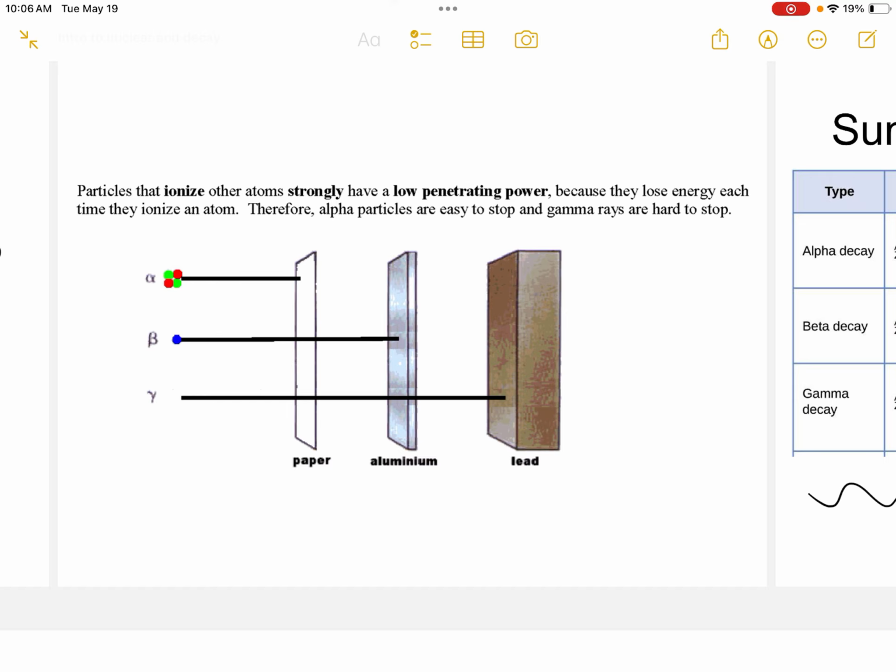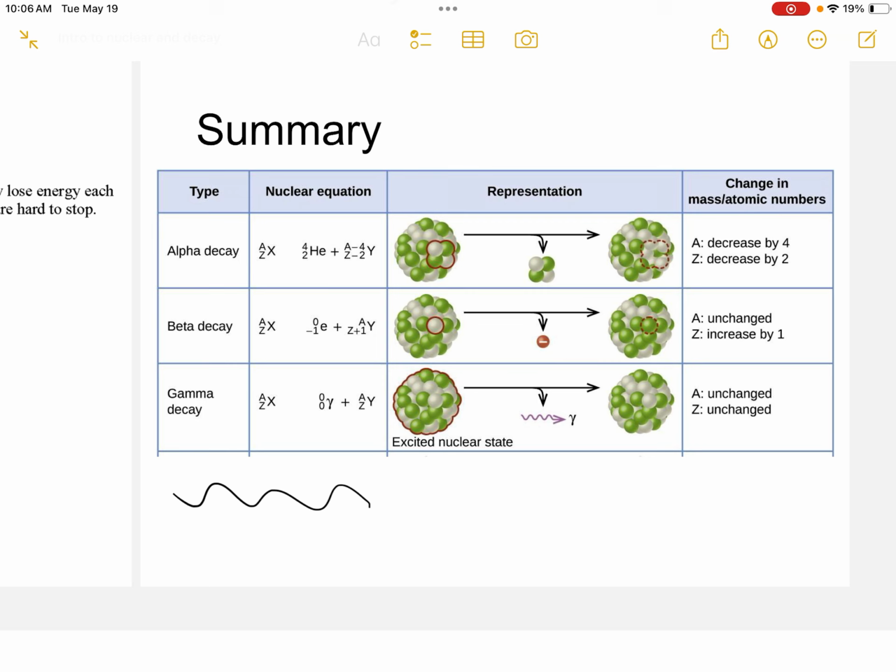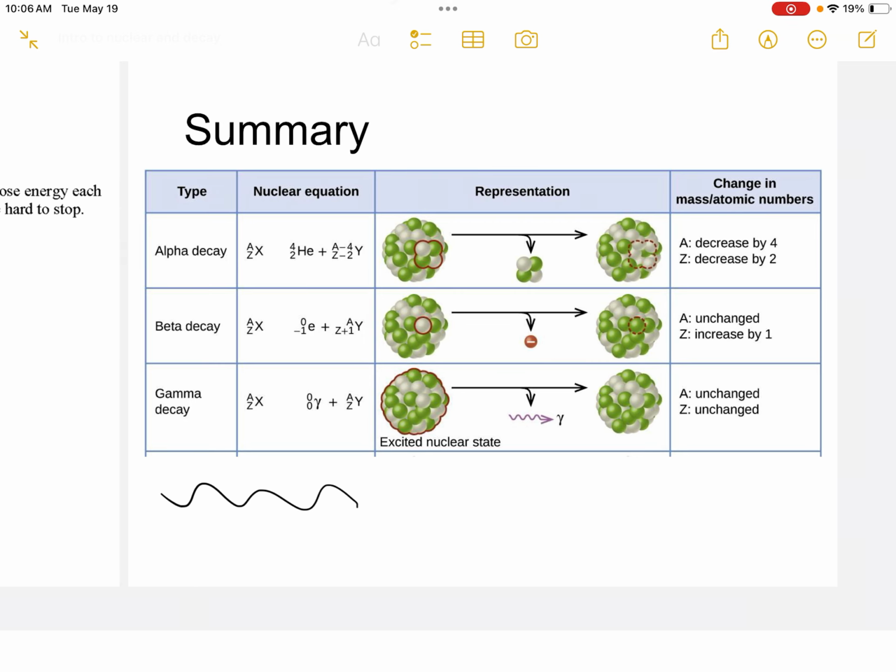So this is just a visualization of the 3 different types of radiation, and what can stop them. And here we have just a summary slide. So it's got the type of decay, the equations, a representation, a picture of it, and what happens to the mass and the atomic number.